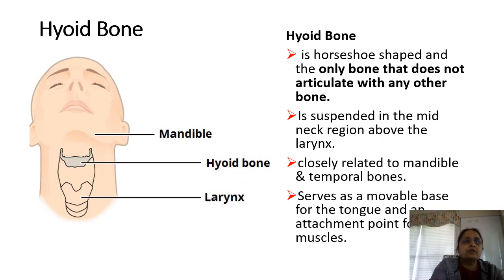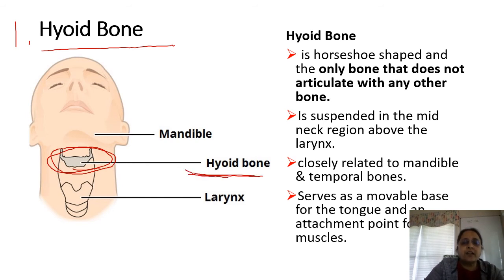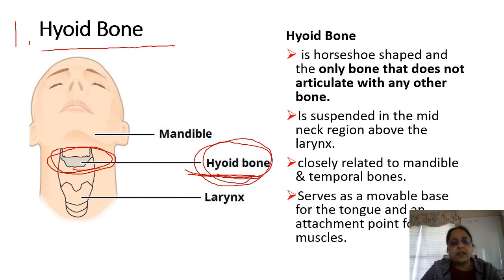Next, move on to the skull associated bones. There are 2 varieties. First one is the hyoid bone. This hyoid bone is a single bone. It is situated in the neck region, and the very important point for this hyoid bone is that it is the only bone that does not articulate with any other bone that is associated with the skull.